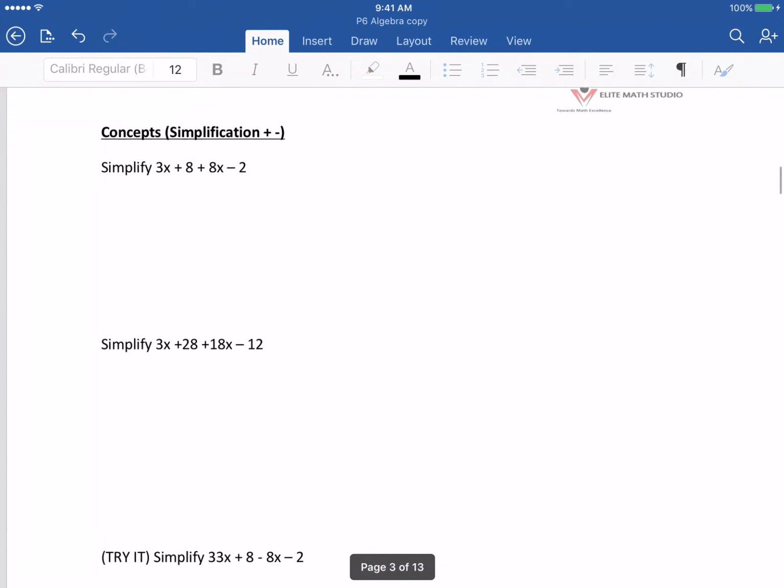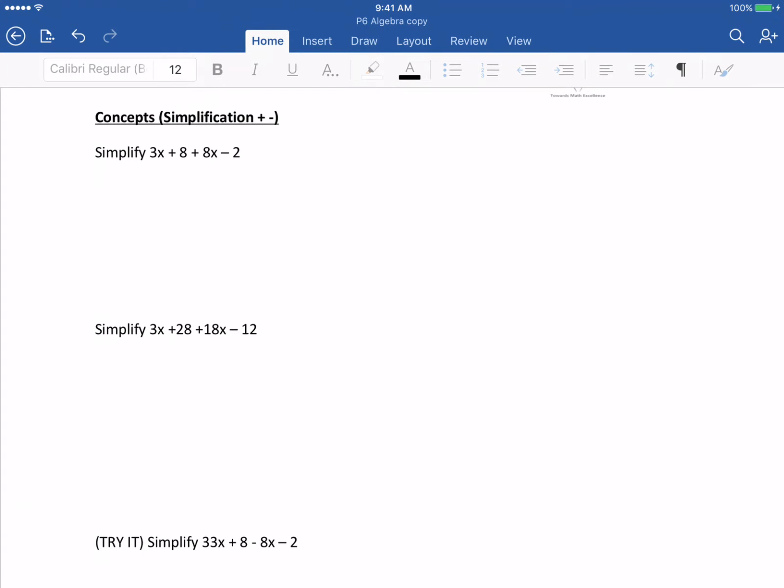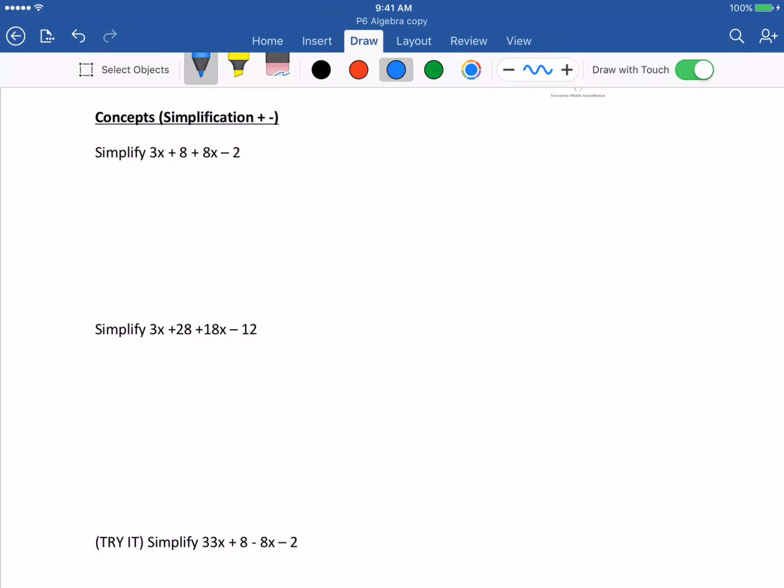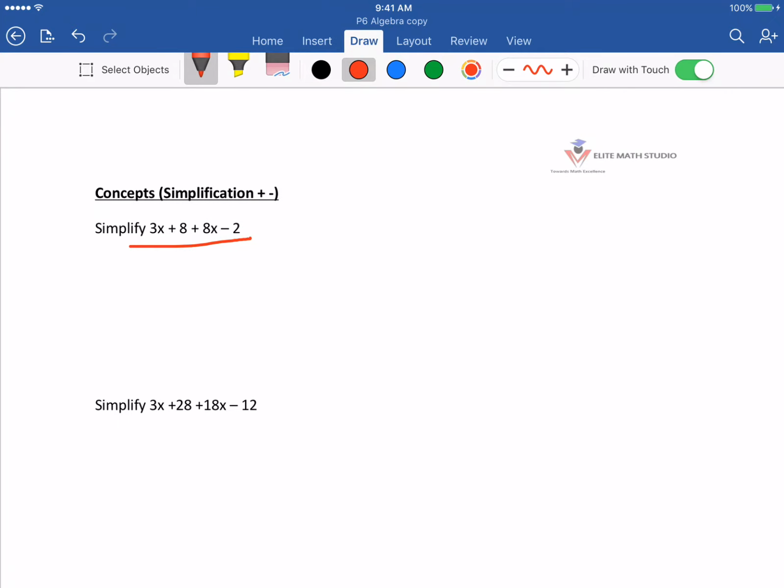The next concept I need to teach you today is simplification. So I'm going to do this. Very simple. Let's look at the first one: 3x plus 8 plus 8x minus 2. First step, what you're going to do here is try to group all the x up together. So it's 3x and plus 8x. What's 3x plus 8x?